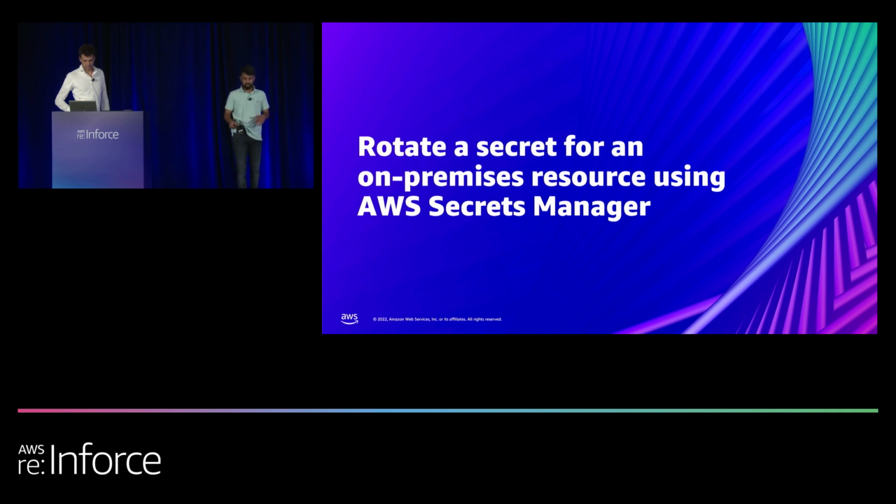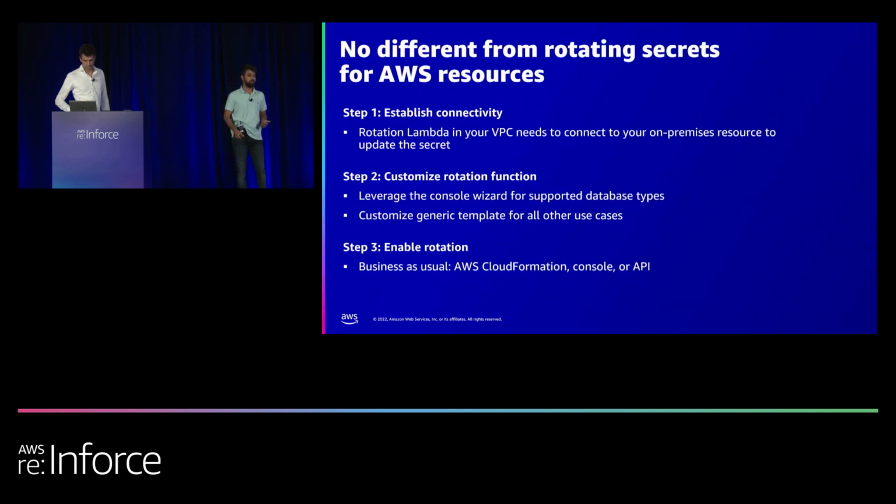The key thing to remember when we talk about rotating resources that are on premises is that at a high level, it works the same way. So there are three steps that we're going to go through, similar to how you consume a secret on premises. The first one is you have to establish connectivity.